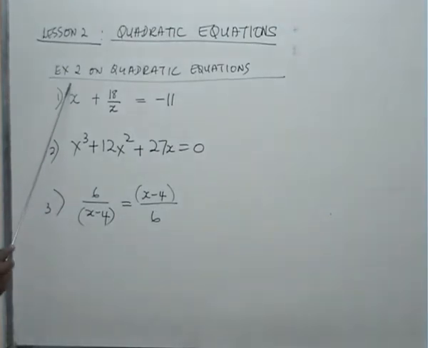Okay, so here we have exercise 2 on quadratic equations. Number 1, x plus 18 over x is equal to negative 11. Number 2, x cubed plus 12x squared plus 27x is equal to 0. And number 3, 6 over x minus 4 is equal to x minus 4 over 6.